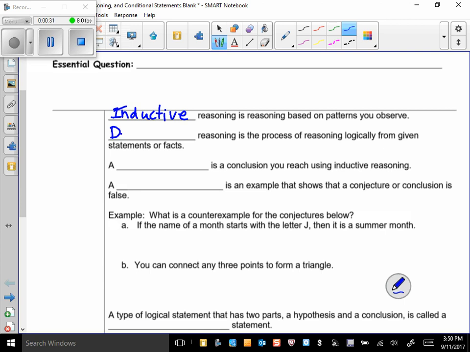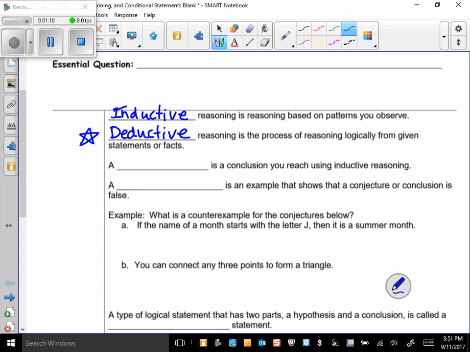And deductive reasoning is the process of reasoning logically from given statements or facts. And when we do proofs, this is what we are going to use: deductive reasoning. So inductive reasoning would be something of the sort, let's say you made a conjecture that your bus is going to arrive at your bus stop tomorrow at 6:55 because that's what time it has arrived every day this school year. We're basing that on a pattern that we've observed, so that's inductive reasoning.